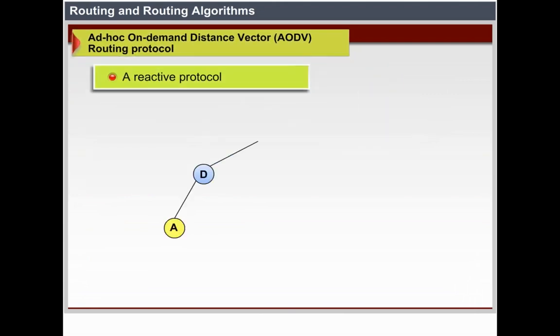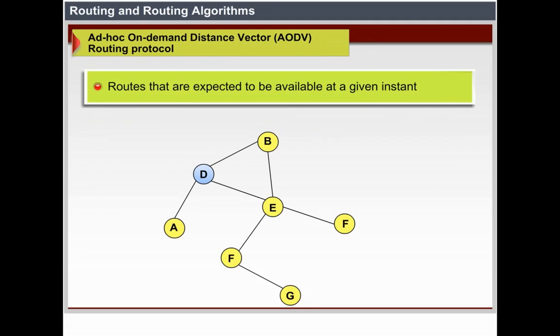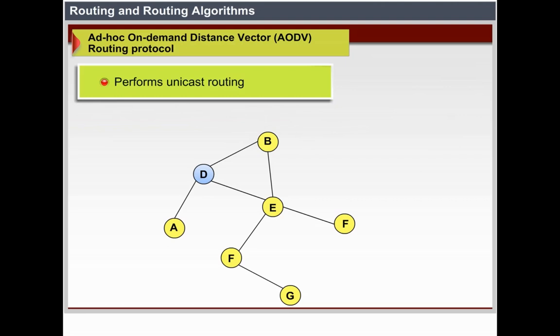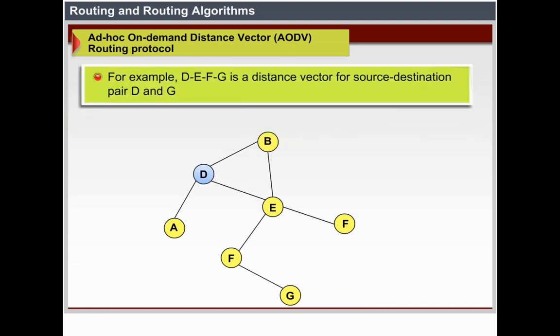A reactive protocol. Reacts to the changes and maintains only the active routes in the cache or tables for a pre-specified expiration time. Routes that are found are expected to be available at a given instant. Performs unicast routing. Distance vector means a set of distant nodes which defines the path to destination. For example, DEFG is a distance vector for source-destination pair D and G.